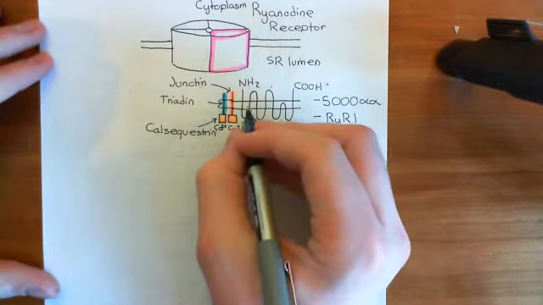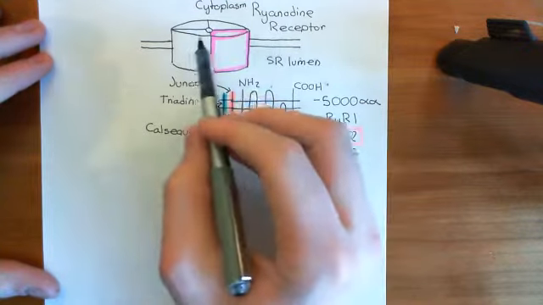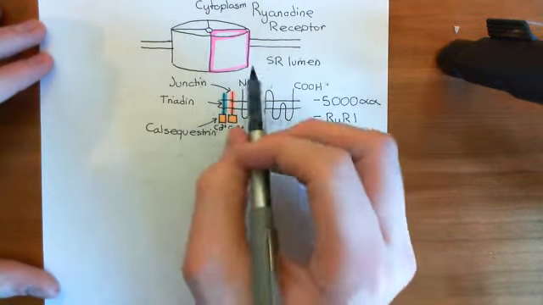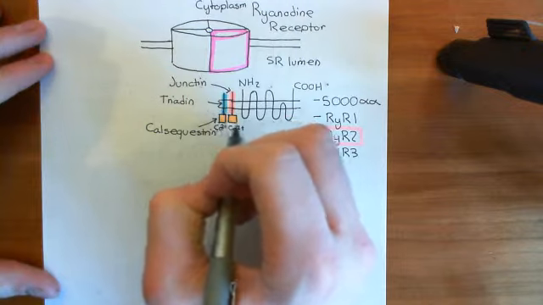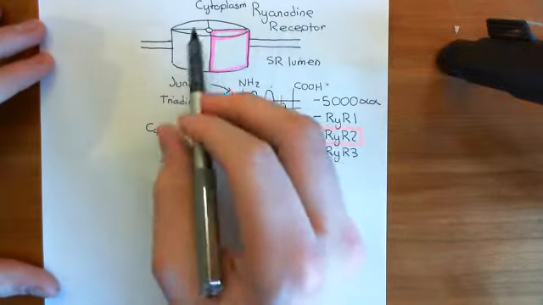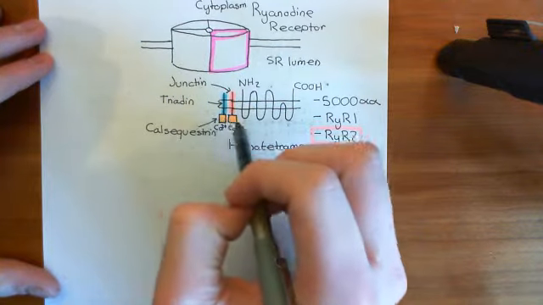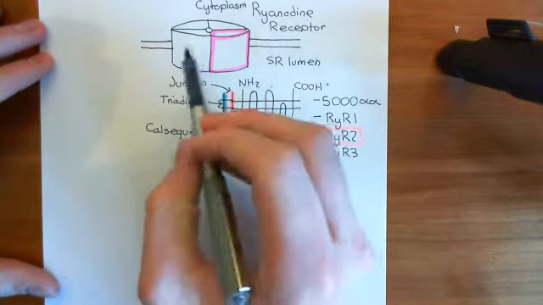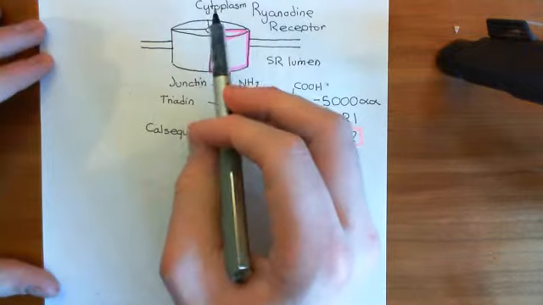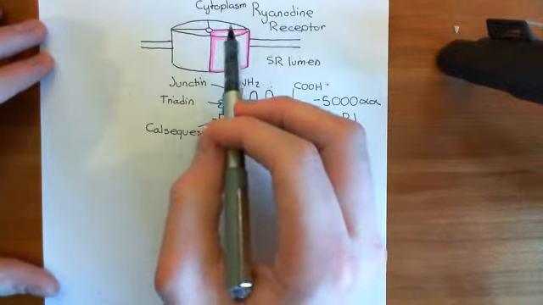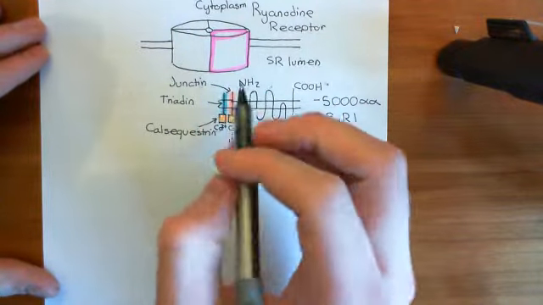And the advantage of this is that when these type 2 ryanodine receptors open, you will have lots of calcium ions stored very close to the type 2 ryanodine receptor. And it will be these calcium ions that are bound to the calsequestrin that will go through the pore and be released into the cytoplasm.